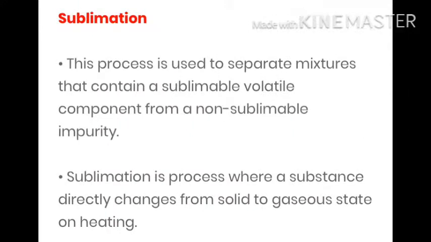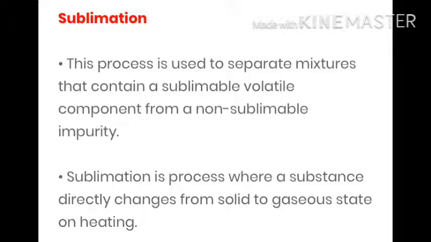Now, sublimation. This process is used to separate a mixture that contains a sublimable volatile component from non-sublimable impurities. Sublimation is a process where a substance directly changes from solid to gaseous state on heating. We have already studied in chapter 1 that on heating, ammonium chloride undergoes sublimation, that is, it changes directly from solid to gaseous state without passing through the intermediate liquid state, and vice versa on cooling.